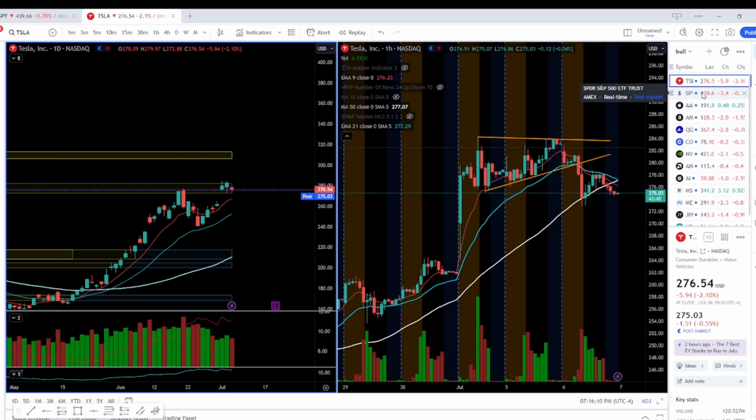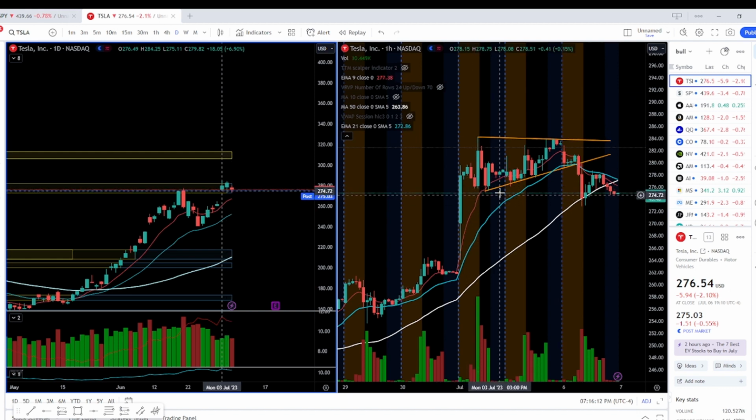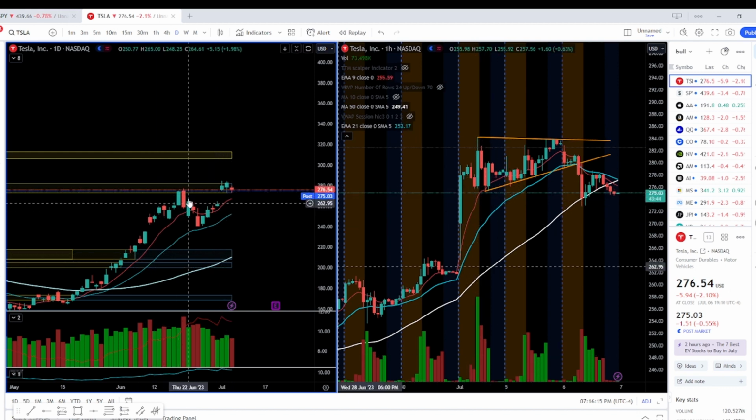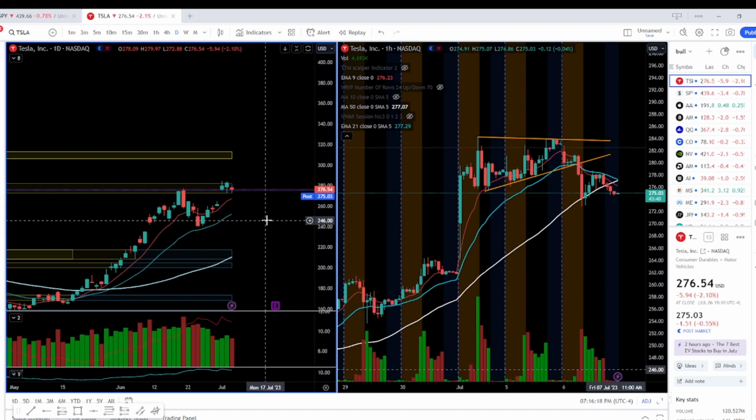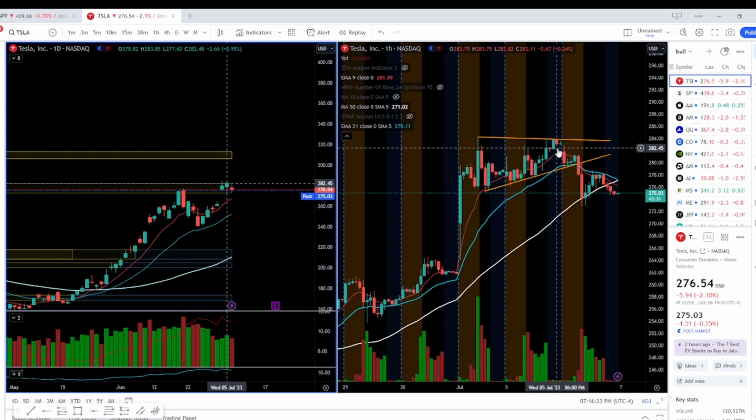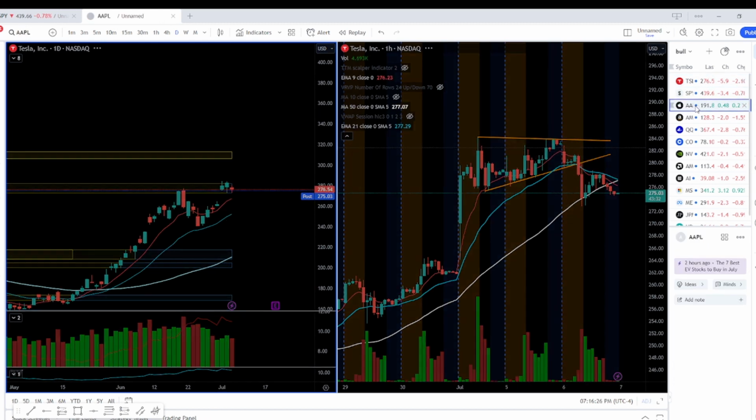If you're new at this, I would definitely say do not trade in the opposite direction of the higher time frames, because it's going to kill you. And you need a higher amount of skill level, and you need a higher amount of awareness to do that. So we have Tesla here on the bullish side. We have Apple.